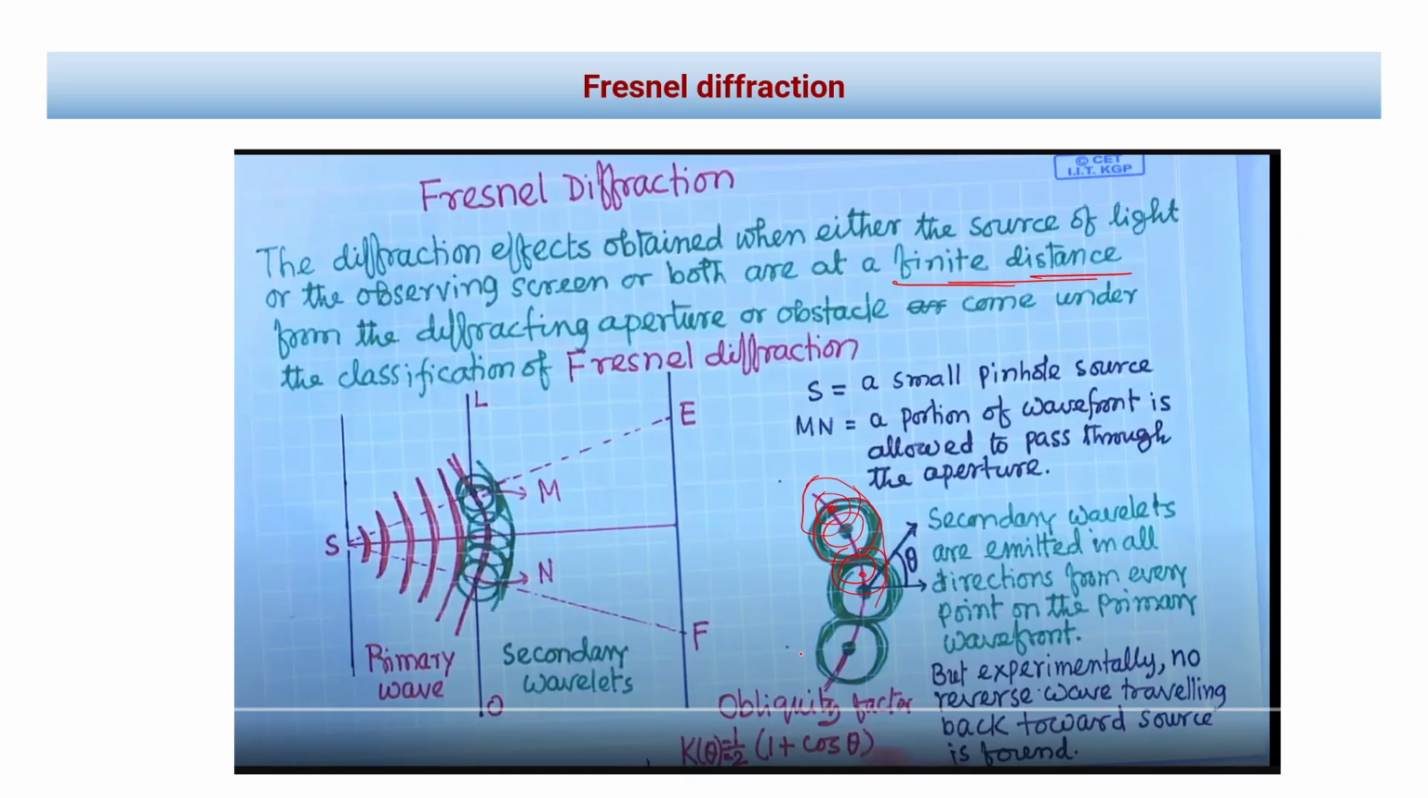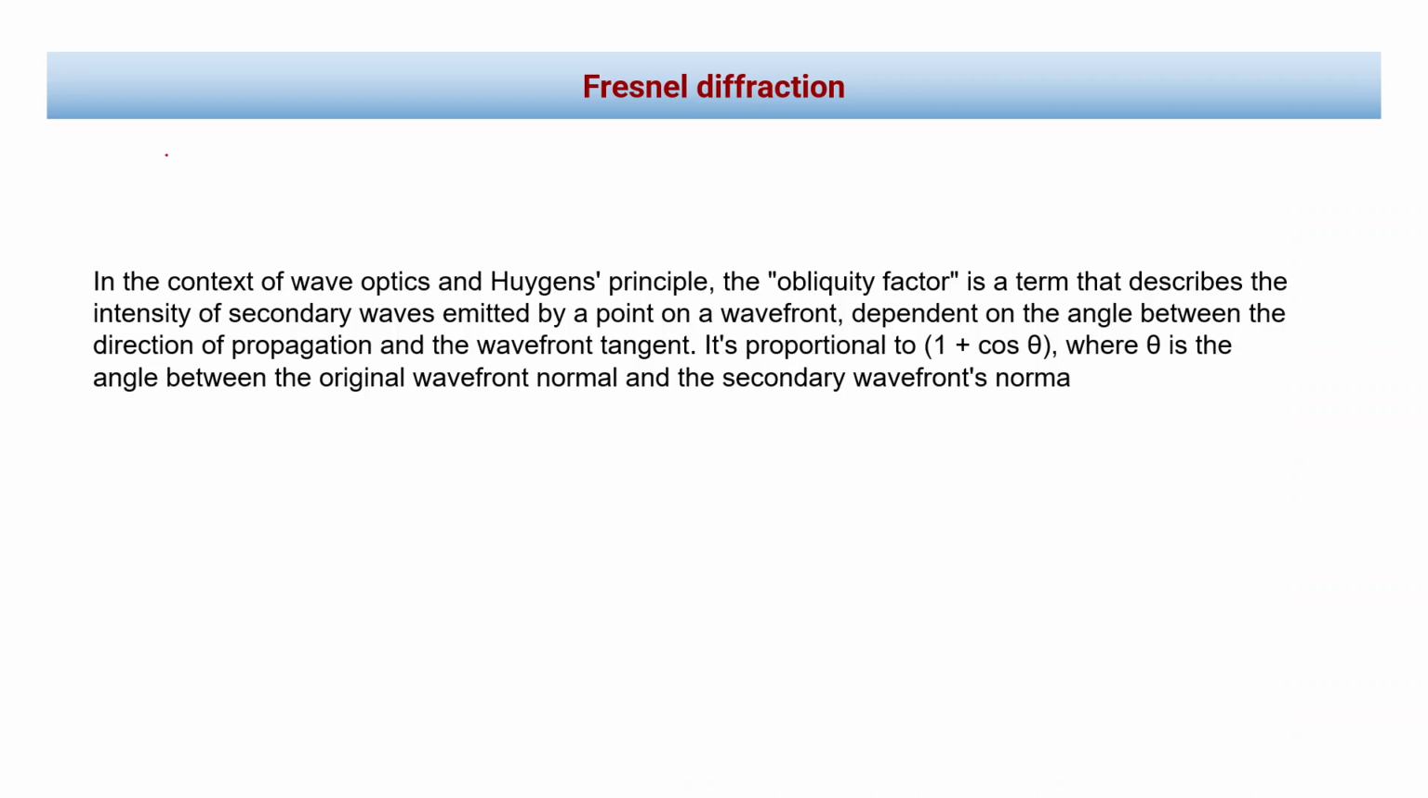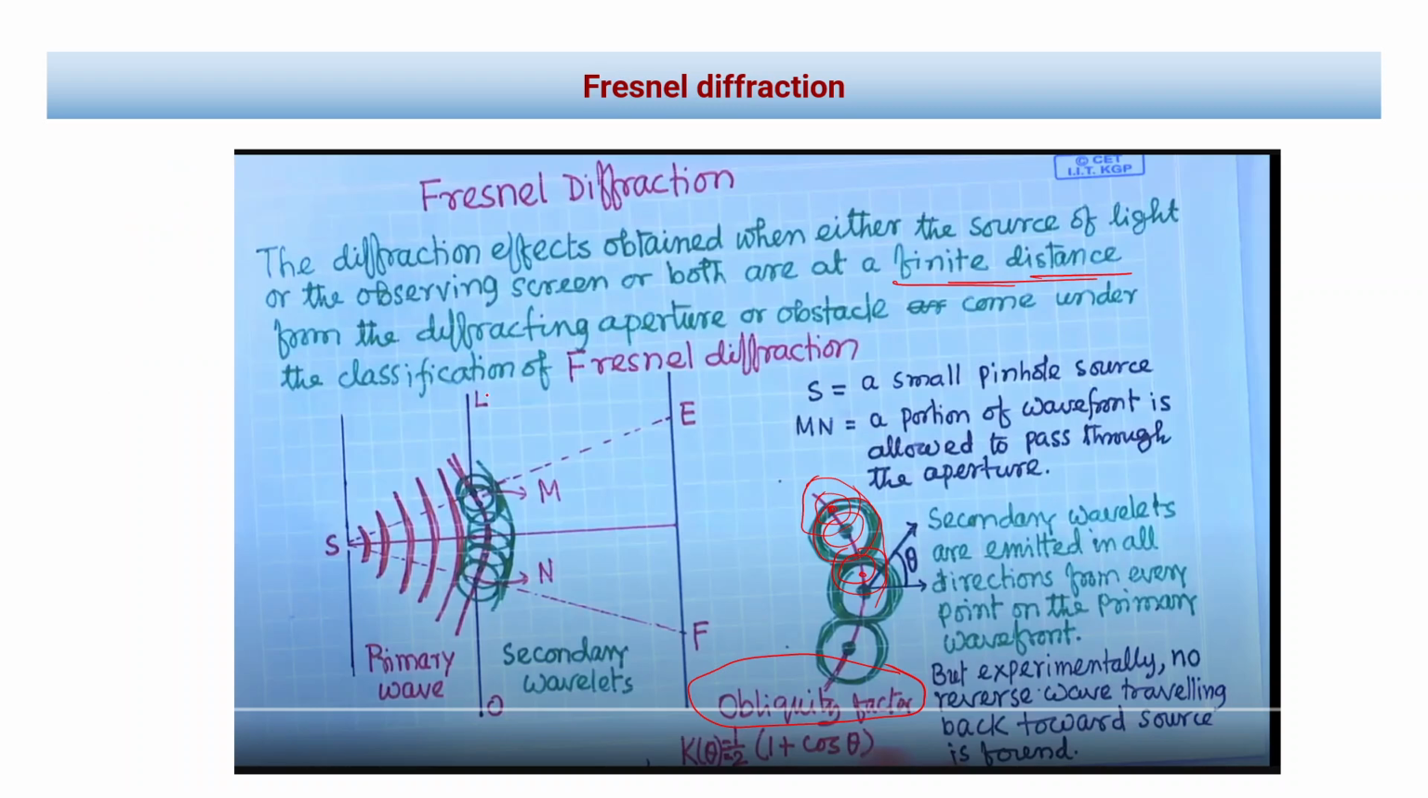Now there is an important parameter we need to understand, which is the obliquity factor, denoted by K theta, and the formula is half of 1 plus cos theta. So what is this? Obliquity factor, in the context of wave optics and Huygens principle, is a term that describes the intensity of secondary waves emitted by a point on a wavefront. So we are talking about the intensity of these secondary waves.